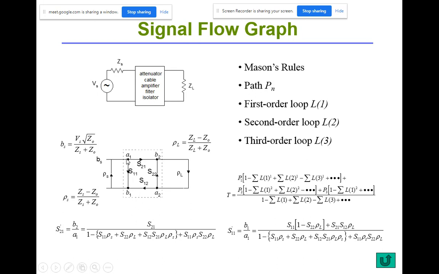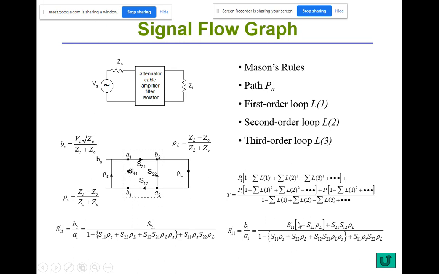There is another path to go from A1 to B1. That is, I go from A1 to B2 there, and then through rho L to A2 and then to B1. This is a second path. So for the first path, the path gain is S11.